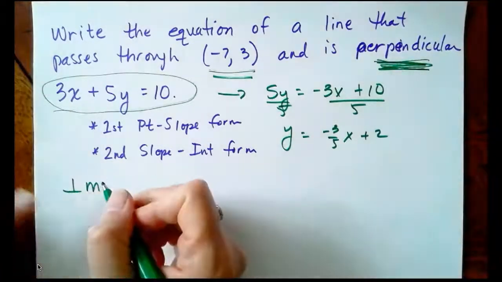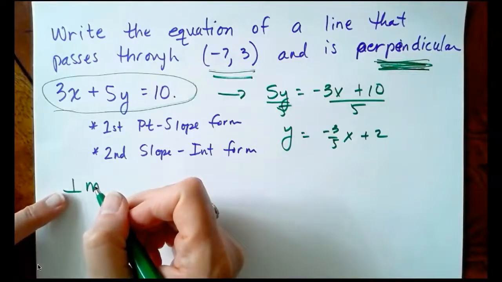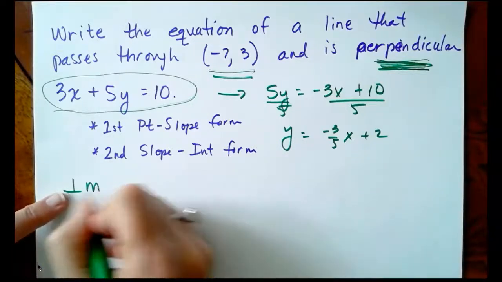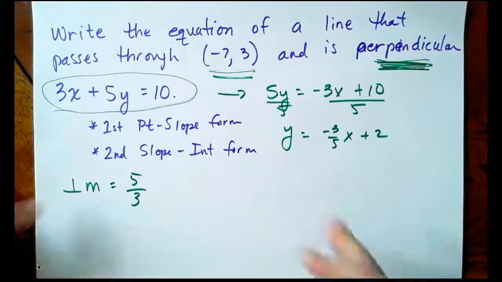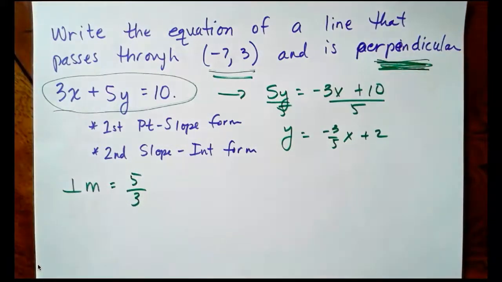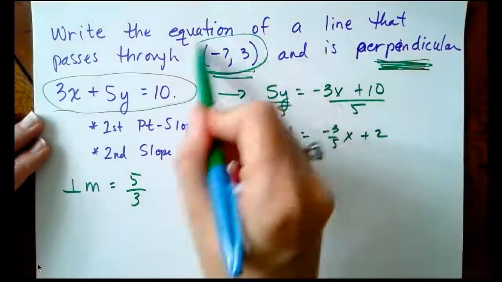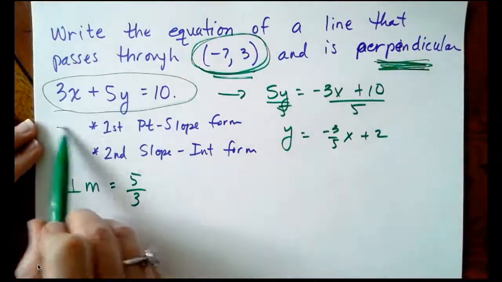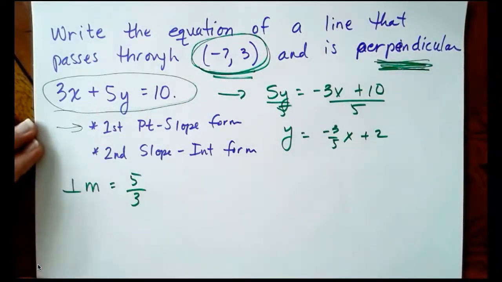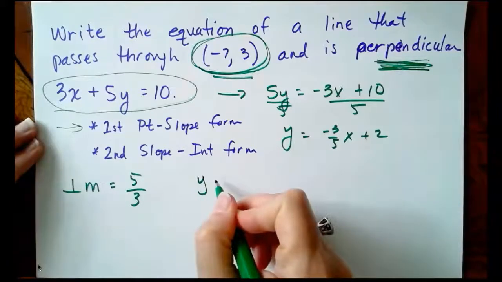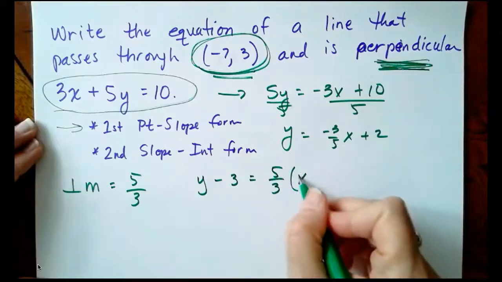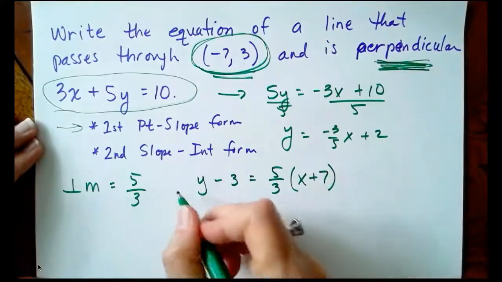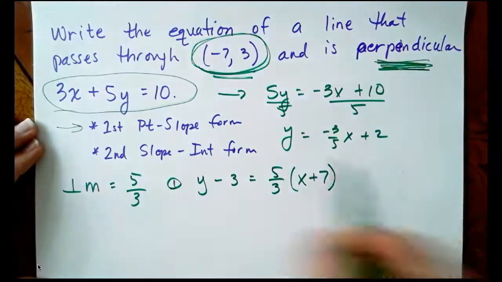So our perpendicular slope, and yes, that upside down T is the symbol for perpendicularity, will be positive 5/3. So this is our point. And as I mentioned in class, I always want to see the point-slope form first. So y minus 3 equals 5/3 times x plus 7. So this is the point-slope form.